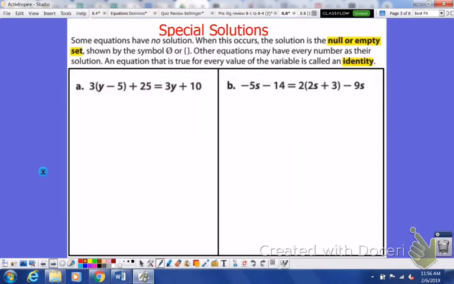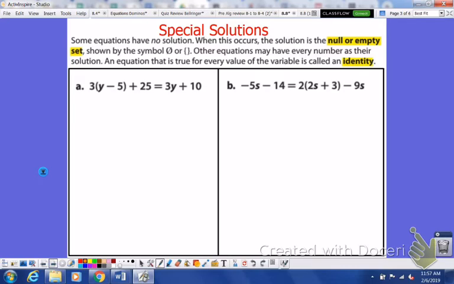Okay, now if we look at this page, we have some special solutions. Some equations have no solution. When this occurs, the solution is the null or empty set, shown by the symbol, the 0 with an x or a line through it, or the brackets with nothing inside. Other equations may have every number as their solutions. In this case, we would call that an identity, and we would have infinitely many solutions.